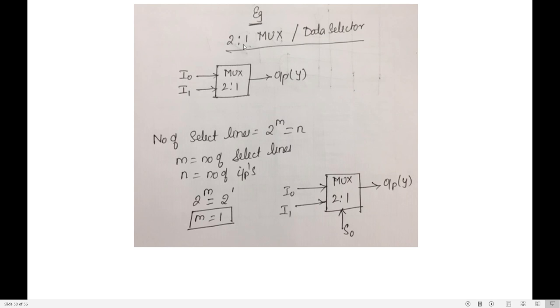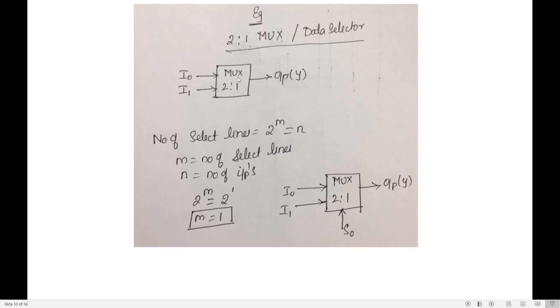Let us see the first case, designing a 2:1 multiplexer. That means a 2 input, 1 output multiplexer, or MUX. This is the block diagram to design a 2:1 multiplexer. I have 2 inputs, which I have designated as I0 and I1, and one output, designated as Y.